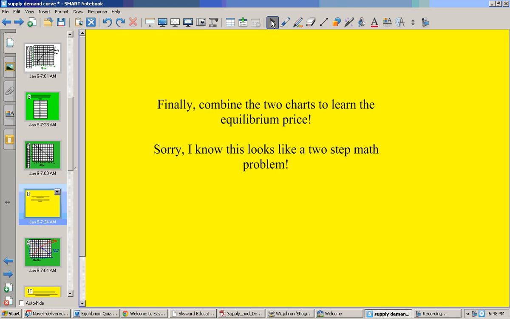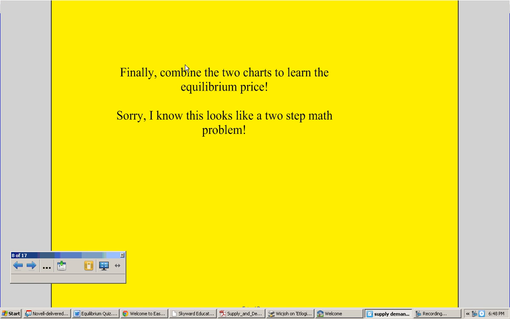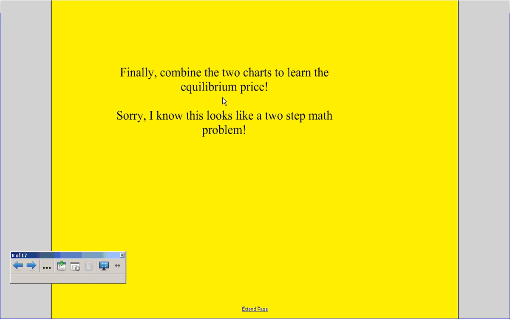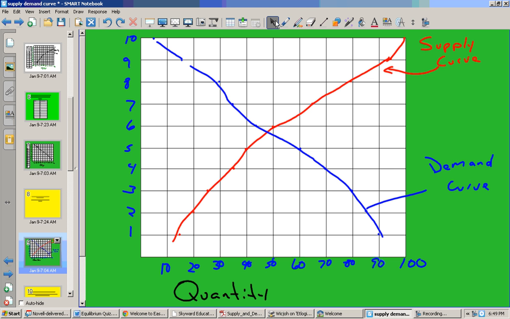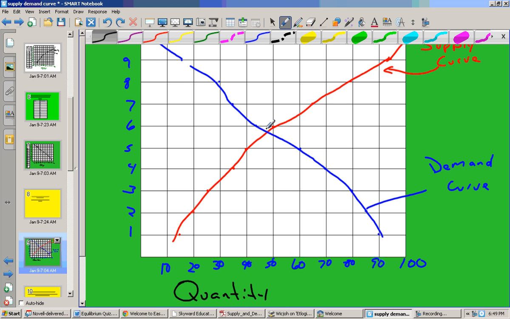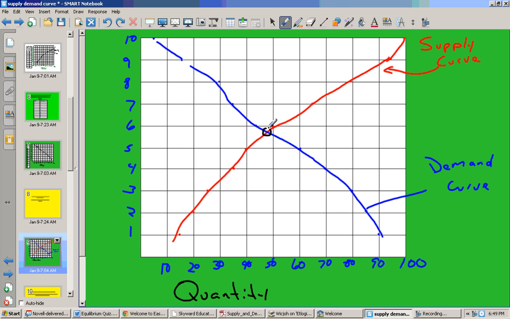is combine the two graphs to find something known as the equilibrium price. Once we have the two graphs, where these two graphs intersect, we'll have an equilibrium. What that means is this. You have your supply curve in red, your demand curve in blue. Those are the two we just created. We put them on the same grid. Now, when we do that, the point that those two intersect, that is called the equilibrium. I'll try and write this out nice for you here.